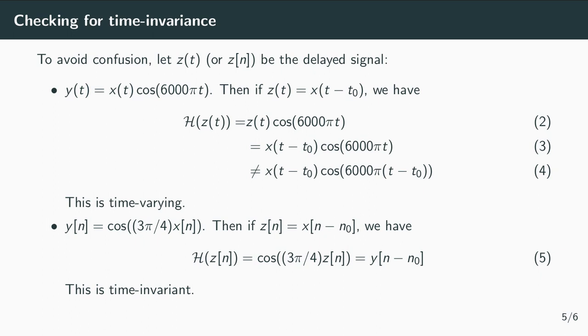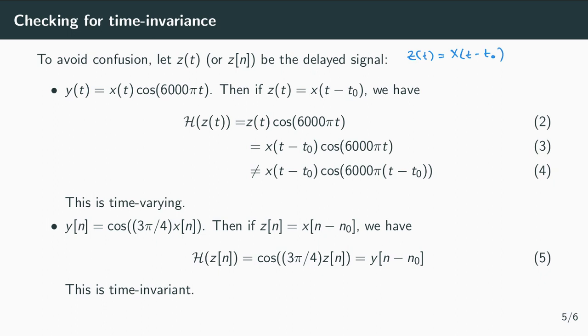So let's look at an example. If we want to avoid confusion when trying to show whether a system is time varying or time invariant, the problem is that you put in this delay t0, and you get confused because you're carrying around this minus t0, and what the time axis is isn't clear anymore. So my recommendation is you define z of t or z of n to be the delayed signal. That is, you say x of t minus t0 is z of t, and then I'll refer to everything in terms of z of t, because that's the new time.